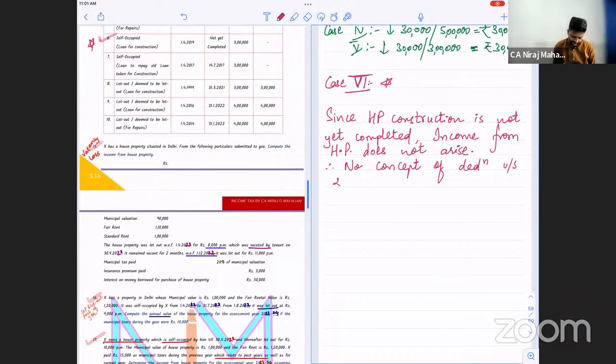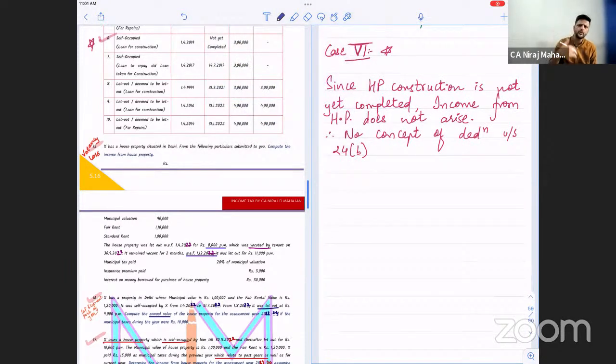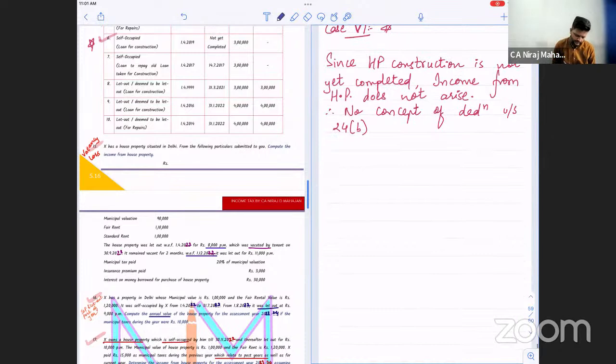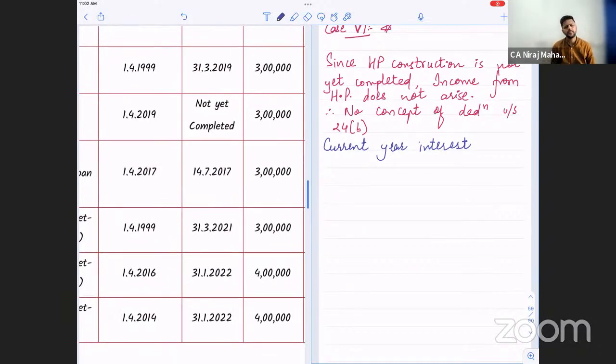Under section what, bacho? 24B. Because construction itself is not yet complete. There is no house property chapter or head of income applicable, right? But they have given you the words, bacho, current year interest. Current year means the year in which the construction is still going on. So I'll write down current year interest. Correct? It will be treated as pre-construction. And 1/5 of that will be allowed in the year in which construction is completed. Everybody tell me, understood or no?